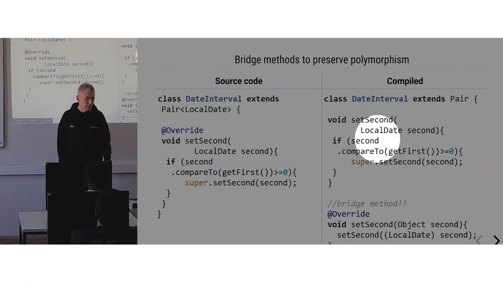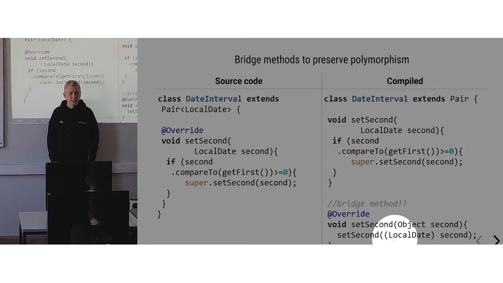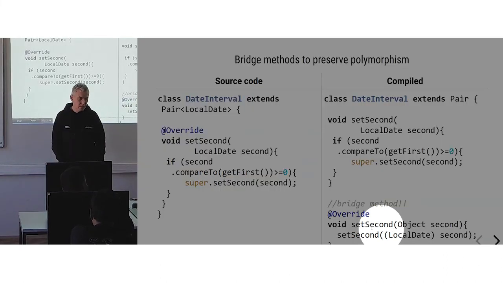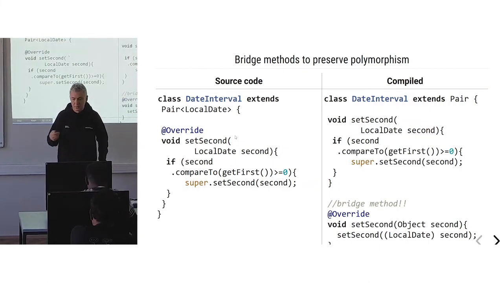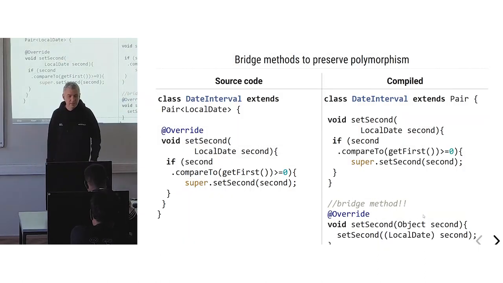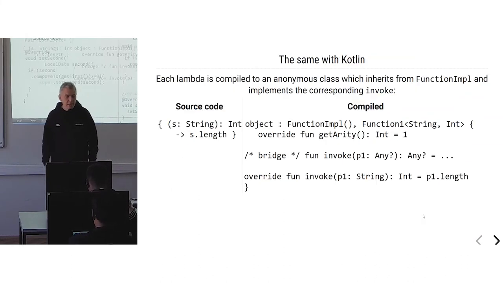So we are calling it, and nothing happens unless we have this bridge method here. If we are calling setSecond on the object in the supertype, this method is inserted that explicitly calls this overloaded method here, for polymorphism to work on the class with generics. So yes, it's a sort of workaround. These bridge methods are implicitly added when we compile generics, and sometimes they will get in our way.